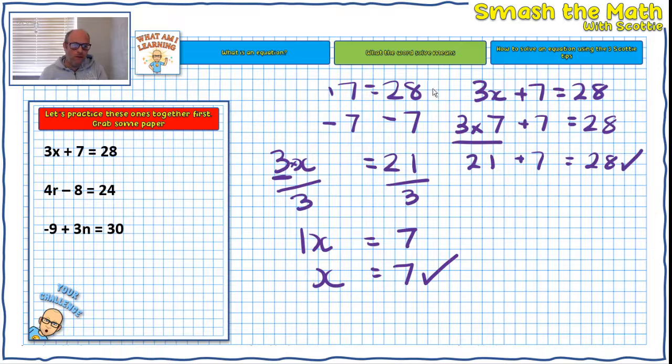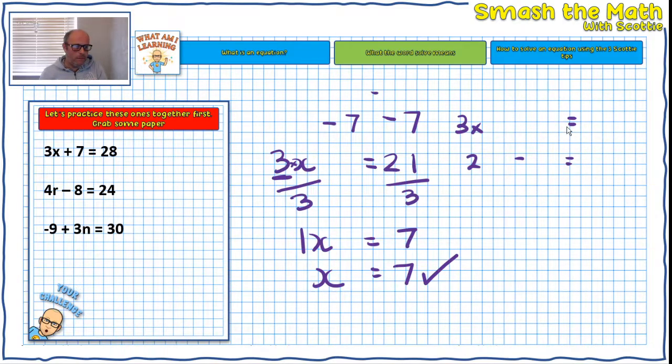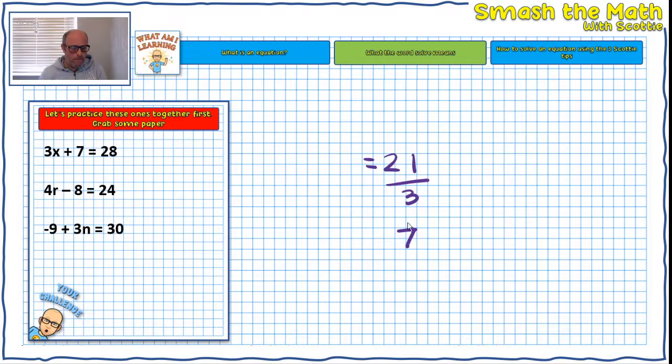So let's just get rid of all of this. Takes a bit of time to rub it out. Right, so let's do our second one now. We've got 4r minus 8 equals 24. Same tips. Got to get rid of that, and I've got to get rid of that to get r on its own to find out what it is.